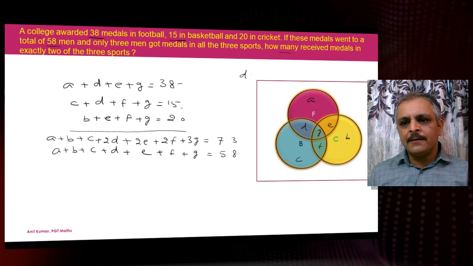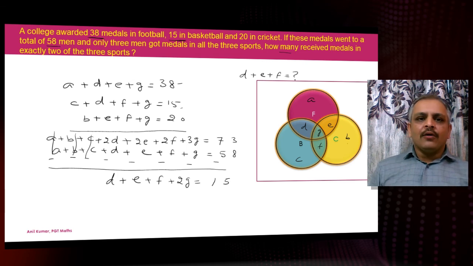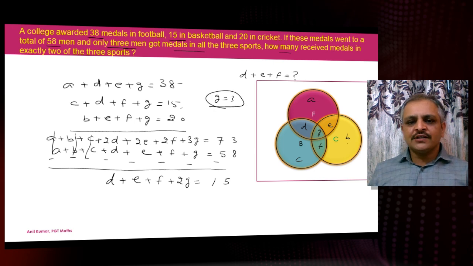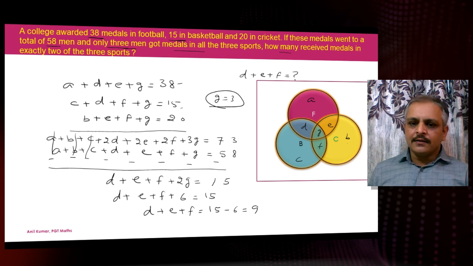That means we have to find out D plus E plus F. What is the value of this? So for that, let's subtract them. Cancelled. This will be D plus E plus F plus 2G equals 15. Now, only 3 men got the medals in all 3 sports. That means the value of G is given as 3. So let's put G equal to 3. D plus E plus F plus 2 into 3, that is 6, is equal to 15. So our approach should be, we always keep in mind what we have to find out. 15 minus 6, 9. So 9 people got medals in exactly 2 of the 3 sports.